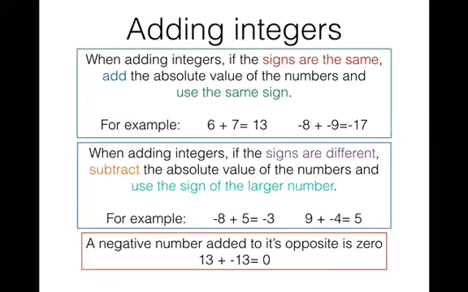And one last rule, a negative number added to its opposite is 0. 13 plus a negative 13 is 0.